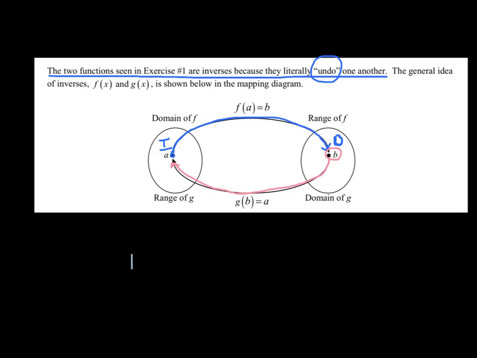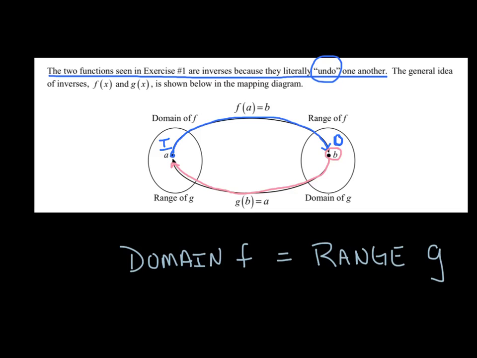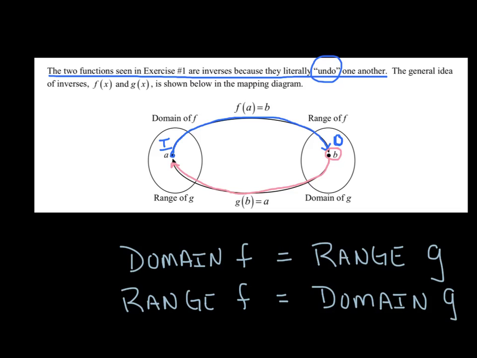And we're going to emphasize one more thing before we move on here. Let's emphasize that the domain of f is equivalent to the range of g. They are one and the same. And vice versa. The range for f is equivalent to the domain of g. And that's true for all inverses. It'll be true as long as f and g are inverses of each other.